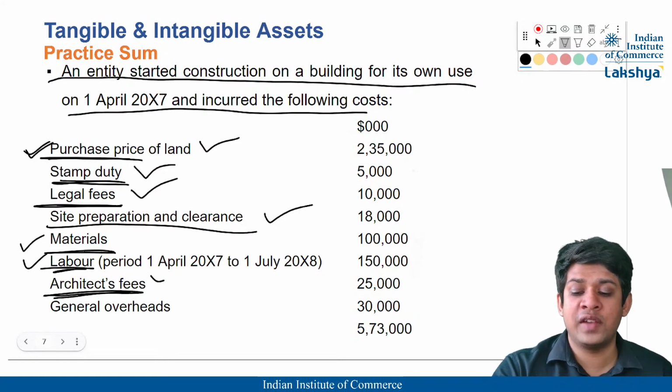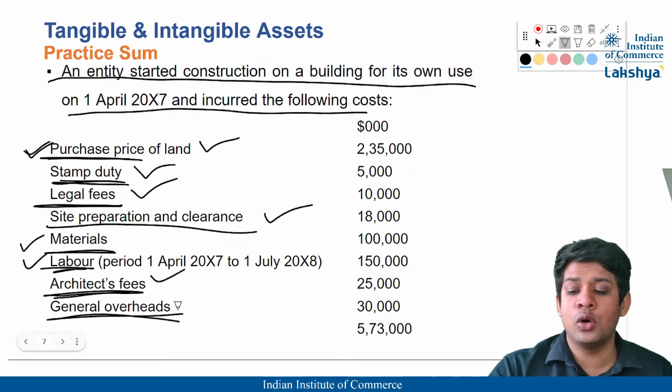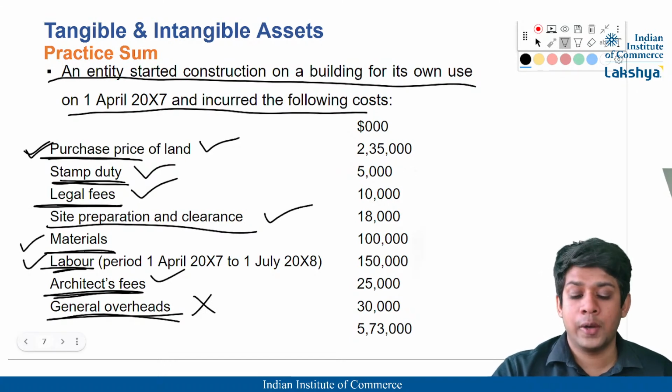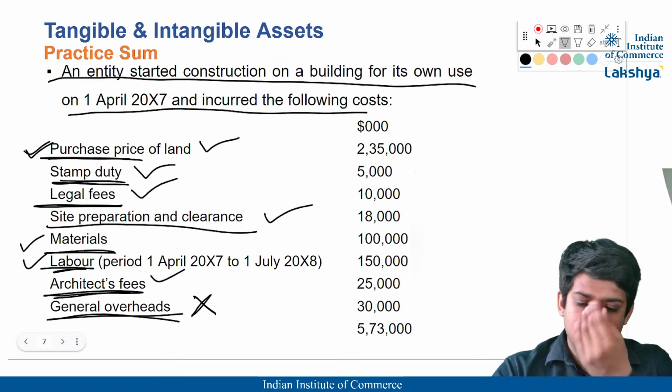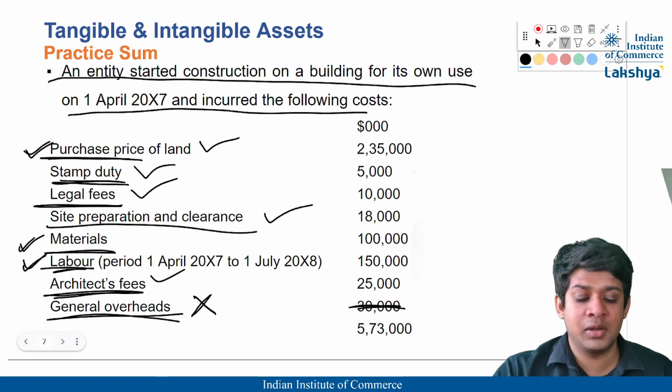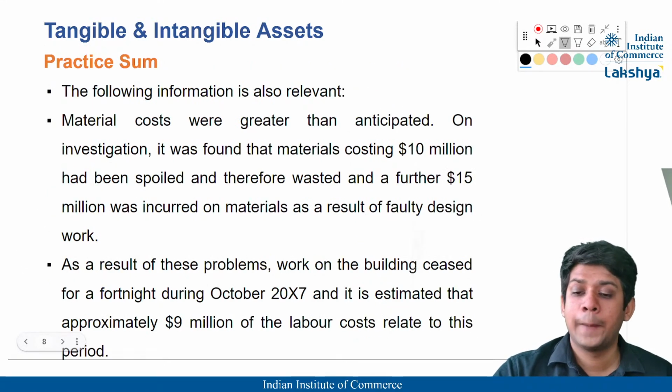Architect's fees are professional fees, they will be included. General overheads, like any factory rent or something, will not be included. Always remember, general and administrative overheads are not to be included. Okay. So only this amount is not included, and there are two adjustments for materials and labor. So let us look at them.